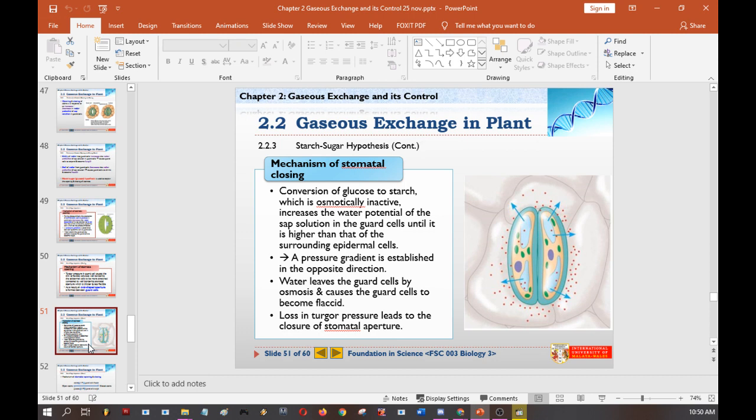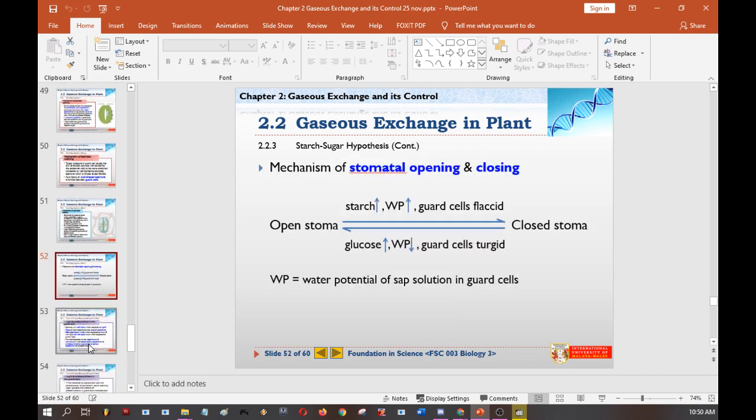So when a cell becomes flaccid, usually it will lose its toughness and lose its shape. Same thing goes for the stomata. The guard cells will become flaccid, and then the hole will close. So this is the mechanism of stomata opening and closing.